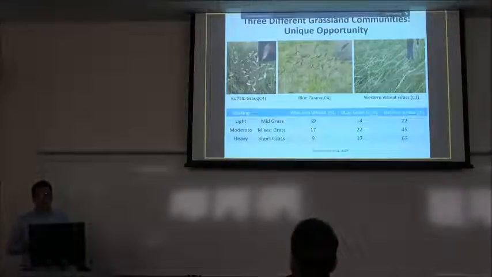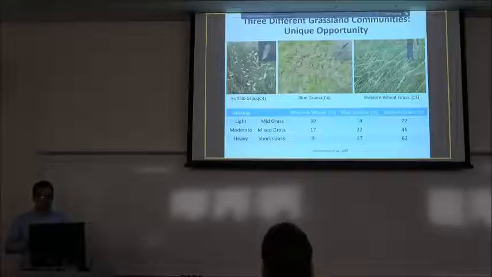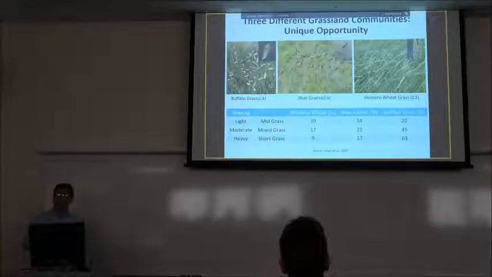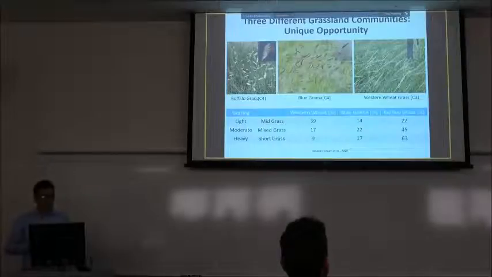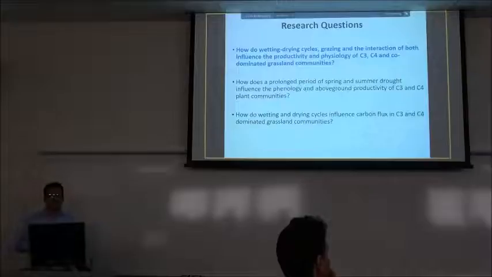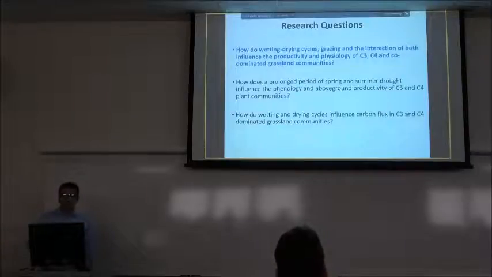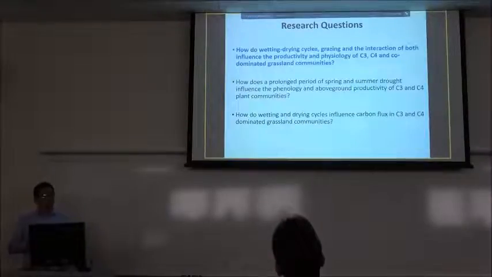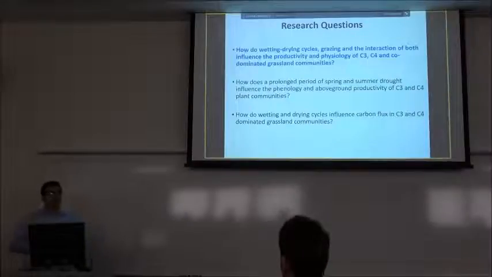And the 3 dominant grassland species are buffalo grass and blue grama, both of them C4, and western wheatgrass, which is C3. So the first research question for my research will be: how do the wetting-drying period as well as grazing, and the interaction of both, influence the C3, C4 and C3-C4 co-dominated grassland communities?